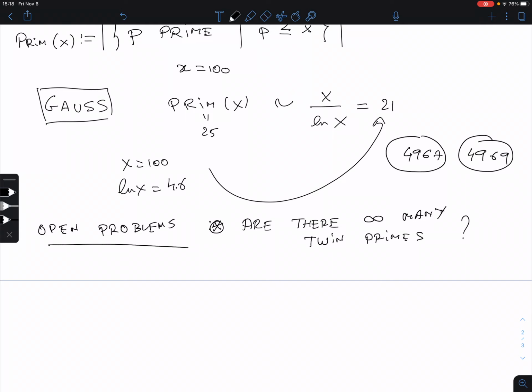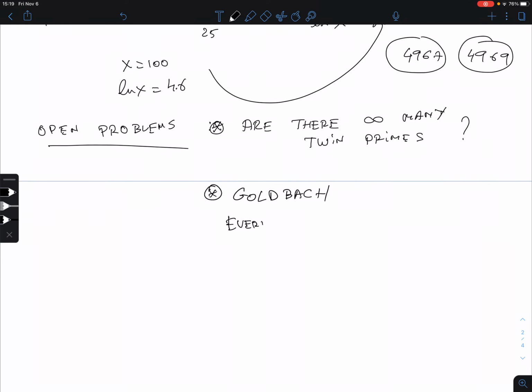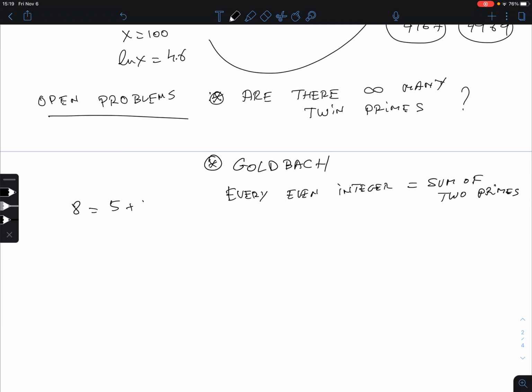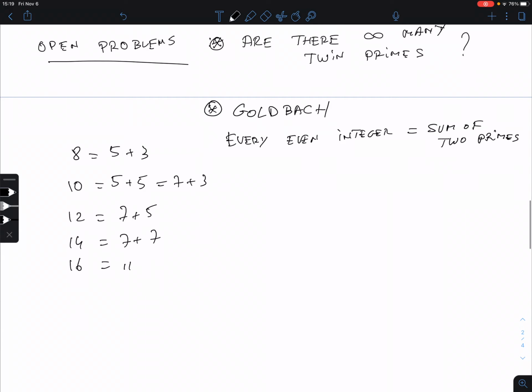Another open problem is what is called the Goldbach problem. The fancy word that mathematicians use is conjecture. The Goldbach conjecture says that every even integer is a sum of two primes. So for instance, 8 is 5 plus 3. And 10 is 5 plus 5. I didn't say that it has to be different. There's another one, 7 plus 3. 12, you have to think a little bit: 7 plus 5. 14 is 7 plus 7. 16 is 11 plus 5. So it's not obvious to predict what the two primes are going to be.